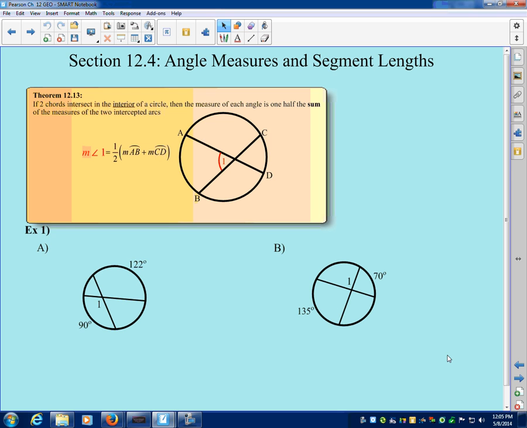Right, here we go. So I have a number of theorems here, and then examples that follow them. We're going to be learning how to use some of these theorems about circles. The first one, theorem 12.13, says if two chords, so we have two chords crisscrossing in the center.